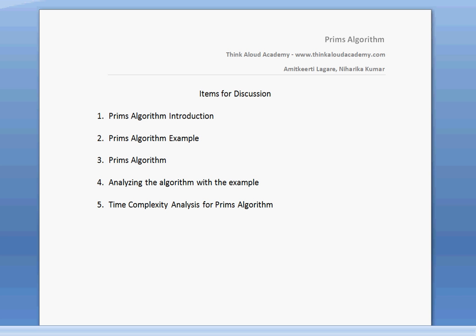In this video, we would like to look at Prim's algorithm. The items for the discussion are Prim's algorithm introduction, Prim's algorithm example, and the Prim's algorithm itself. Then we will analyze Prim's algorithm using the same example we discussed in 2. And then we will try to find the time complexity for Prim's algorithm.